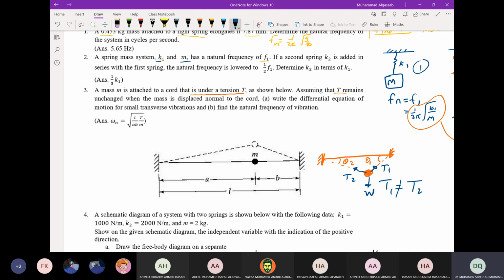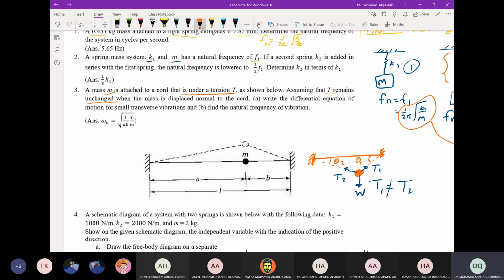Now, why is the assumption valid here, that T remains unchanged when the mass is displaced? He is not even considering the statics. He said that the mass M is attached to a cord that is under tension T. That means T1 equals T2 equals T. That's what he is saying in the first line, that the tension in the cord after adding the mass is T, and it will remain T even during vibration.